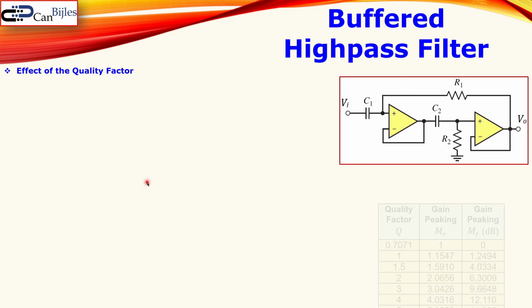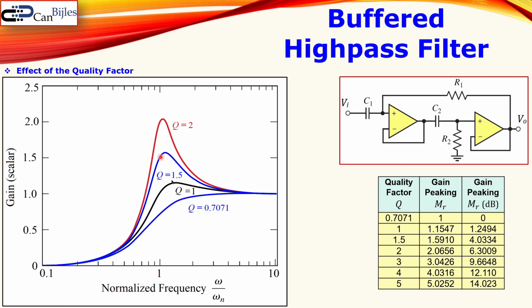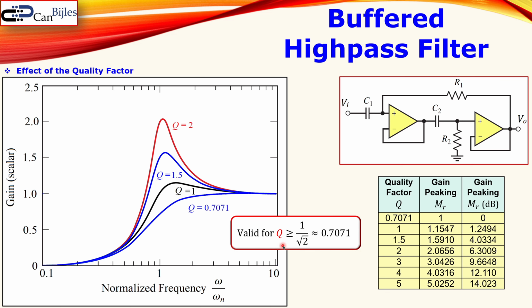Now looking at some values, again the quality factor table here, you see 4 examples. The Q is 0.701, Q is 1, Q is 1.5 and Q is 2. So for Q is 2, again this is valid for this condition. You see for Q is 2 the highest peaking. By the way, this is the gain in scalar, not in dBs, just to make it more clear. And you see here the gain at this point has a value of 2.0656, which is also what we see from the table.